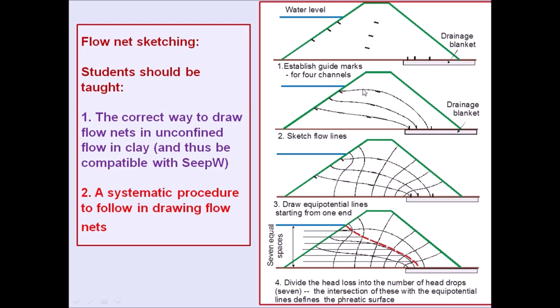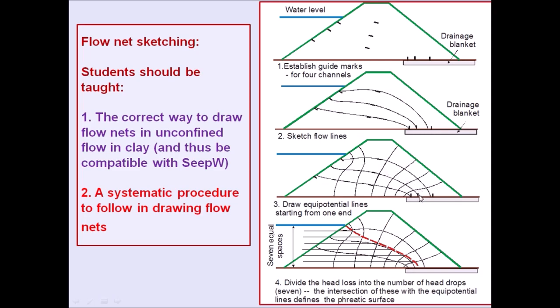Anyway, then you can put your lines in like I've done here, making them nice and smooth. They should be intersecting this line at right angles, of course. That one doesn't look as if it's quite at right angles. And then you start from one end or the other and you draw in your equipotential lines as I've done here.